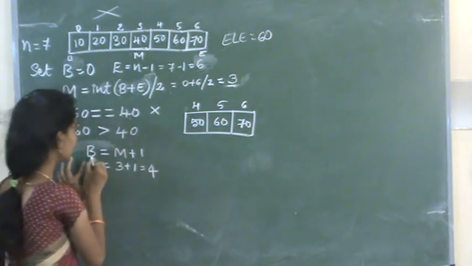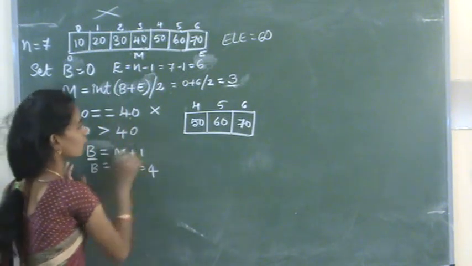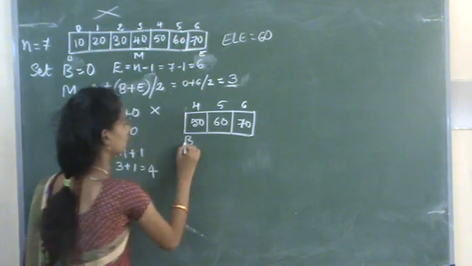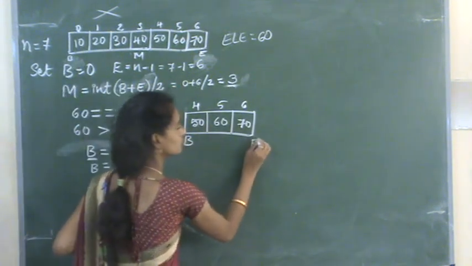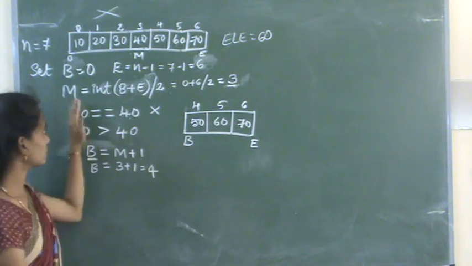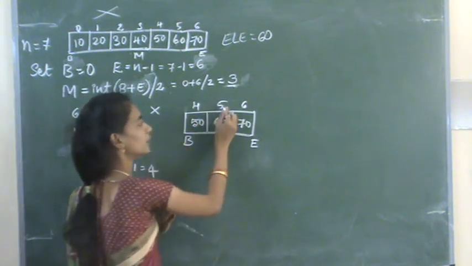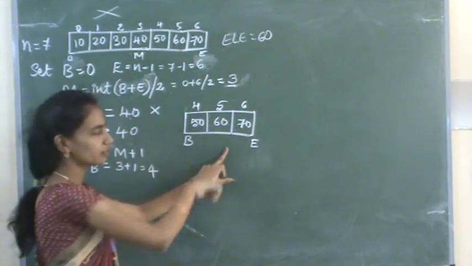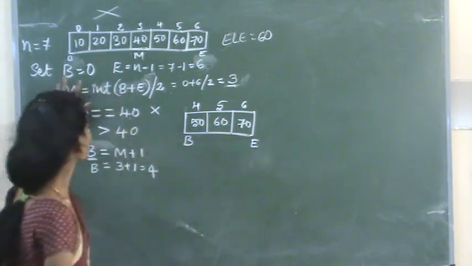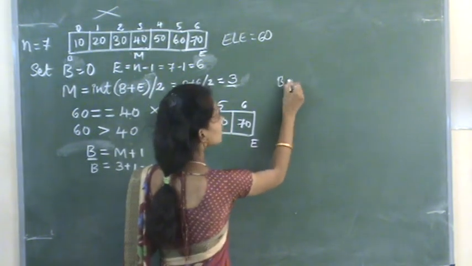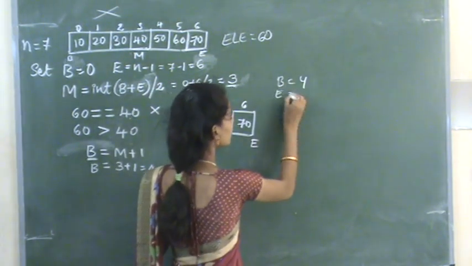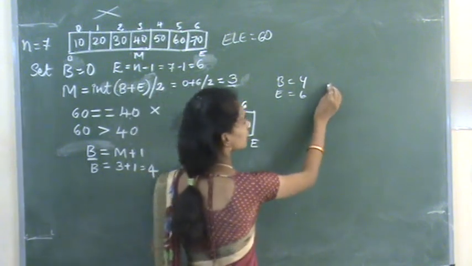Okay. Now the beginning is how much? 4. The index 4 is beginning. So ending is as usual, that is same. So this is ending. So this is one step. Again it will repeat for this array. So again this will check for the beginning and ending. So now what is the beginning? Beginning equals 4, ending equals 6. Now check the condition.